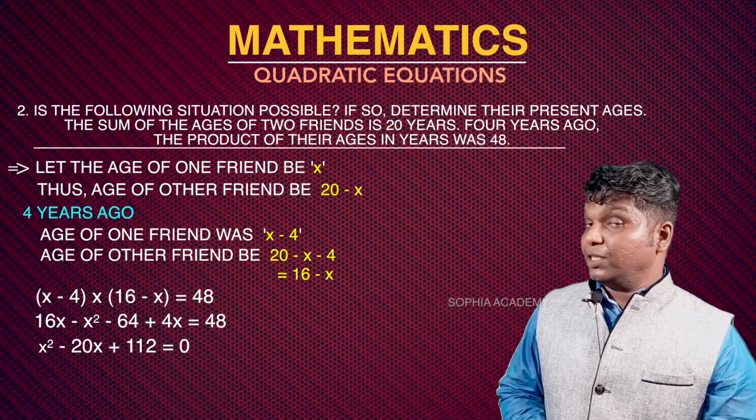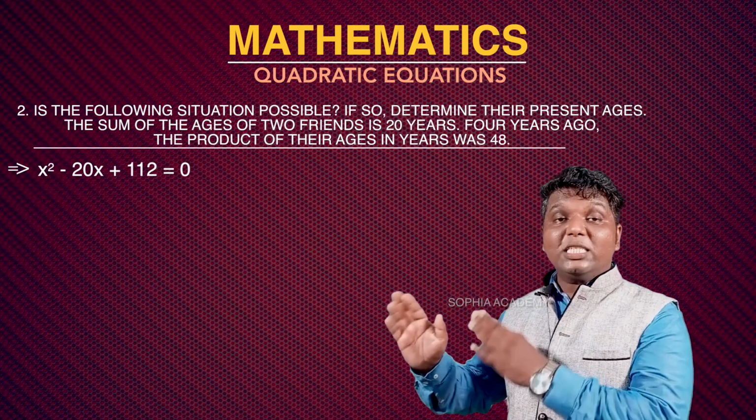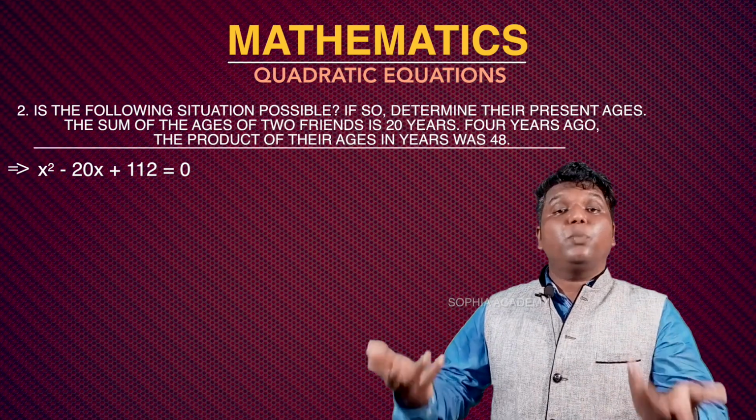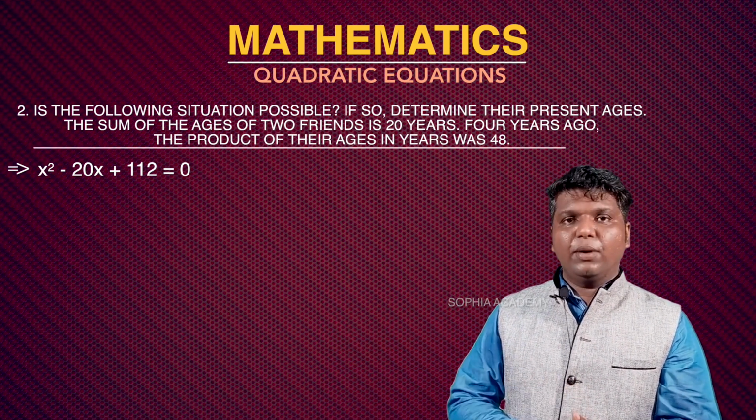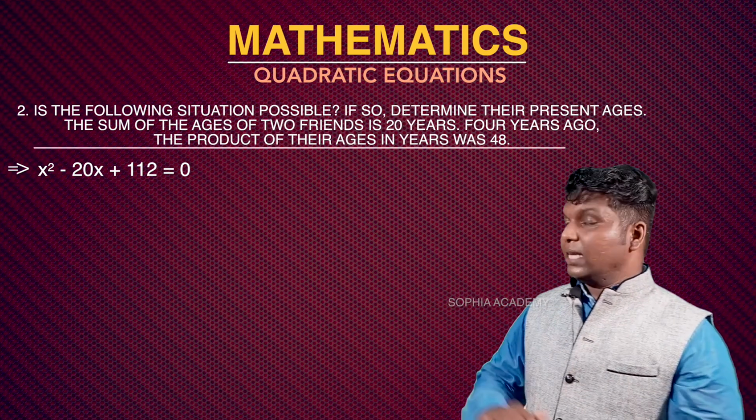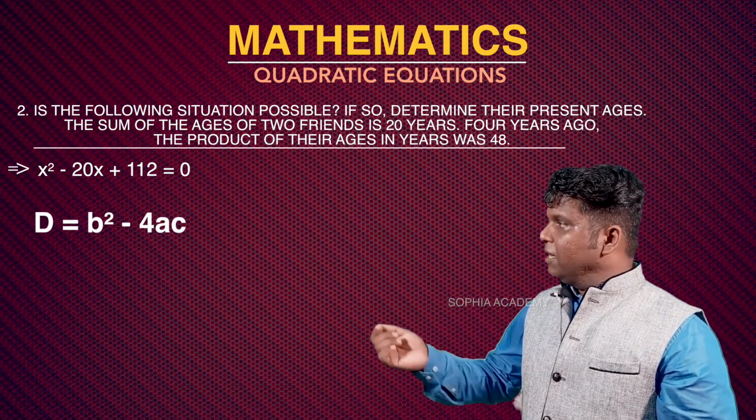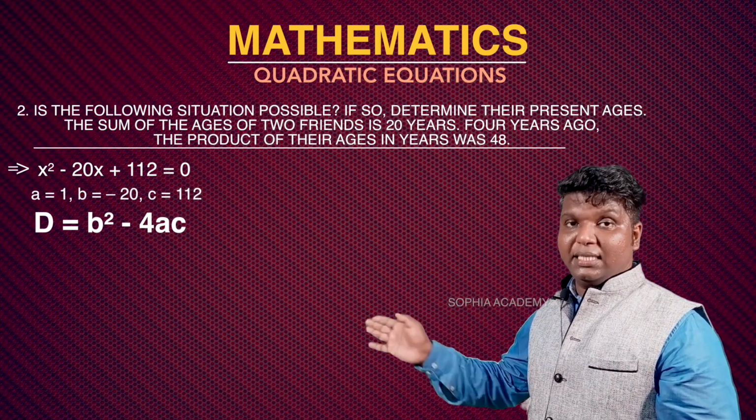Now, from this, first of all, let us find the discriminant, because our question is whether it is possible or not, right? That was the question. If it is possible, then we will go for it. That means you have to check the nature of this equation. Let us check out the discriminant. Discriminant D is equal to b square minus 4ac. Substitute the values of a, b, c here.